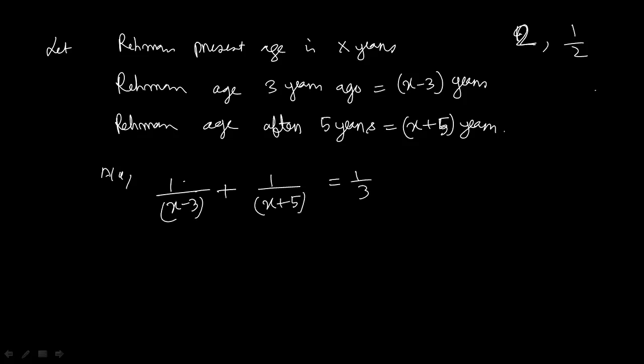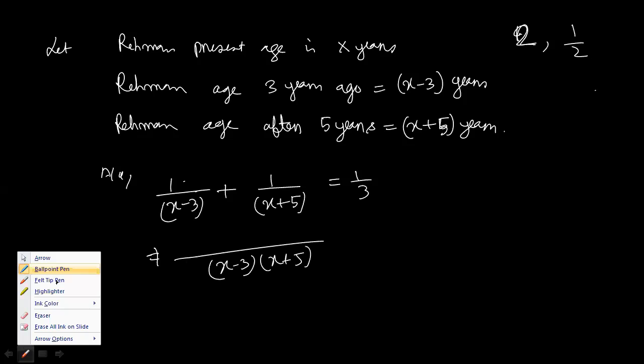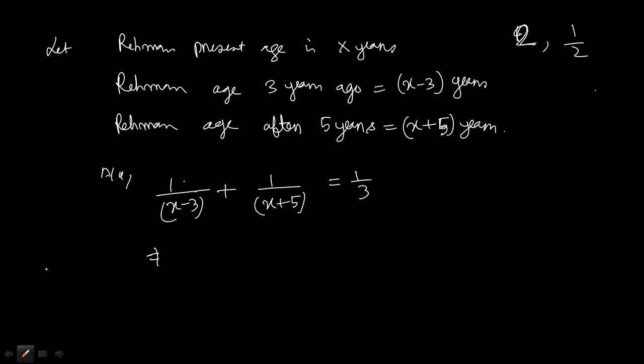From here you can find the value of x by cross multiplying, or you can multiply by (x minus 3) into (x plus 5) on both sides. Yes or no? You can do it like this also. When you multiply by (x minus 3)(x plus 5), here it will be x plus 5 and here it will be x minus 3. It will be 3 into (x minus 3)(x plus 5).